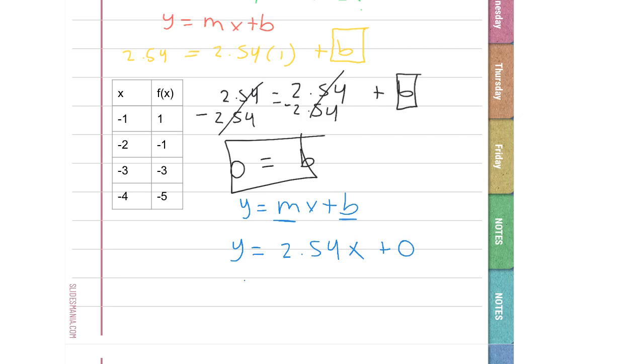And you can also rewrite this as y is equal to 2.54x. Since 0 doesn't really mean anything, you can leave it like this. And that would be your right answer.